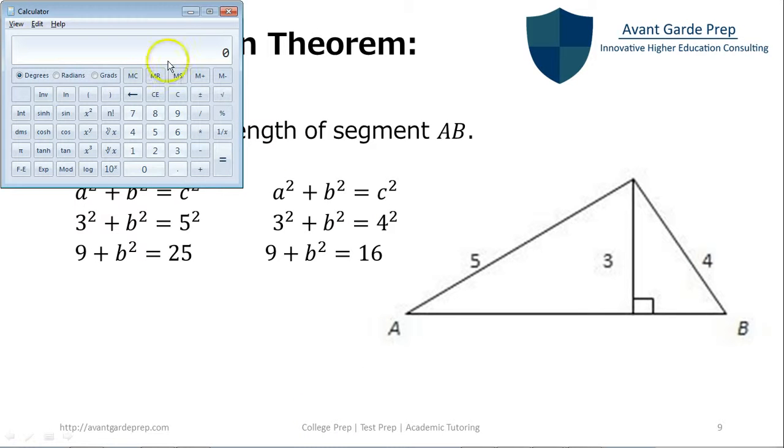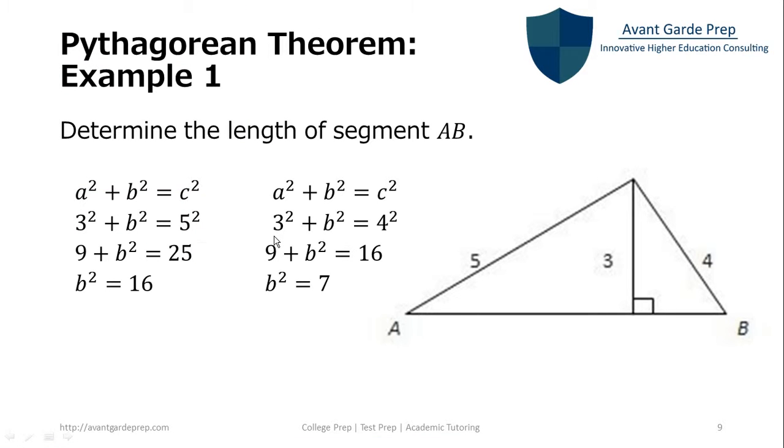So we'll go ahead and do these squares. So we know 3 squared equals 9, and 5 squared equals 25. And over on the other side, 3 squared again is 9, and 4 squared is 16. So for the larger triangle, we'll rearrange and subtract 9 from 25, and we'll get 16. So for the smaller triangle we'll take 9 from 16, and that's going to give us 7. So b squared equals 16 for the large one, and b squared equals 7 for the smaller triangle.